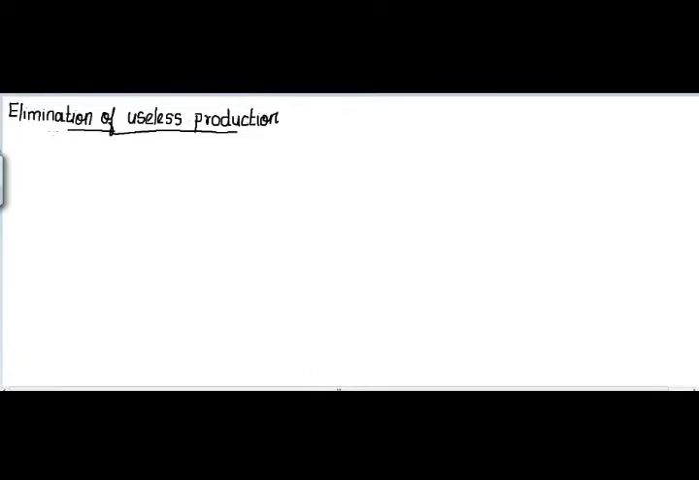In this lecture, I am going to explain about elimination of useless production. By this word itself, we can understand that in grammar there are some productions which are of no use. Those types of production are called useless production. I am going to explain this elimination of useless production with an example.